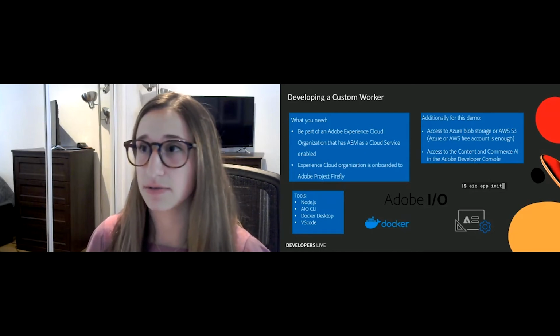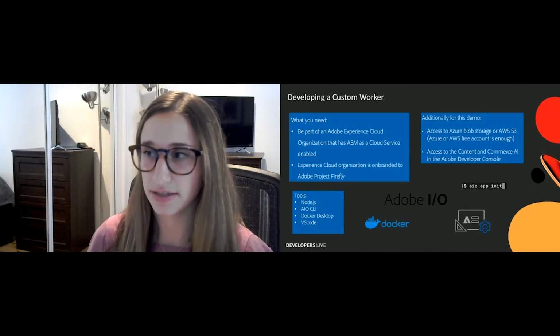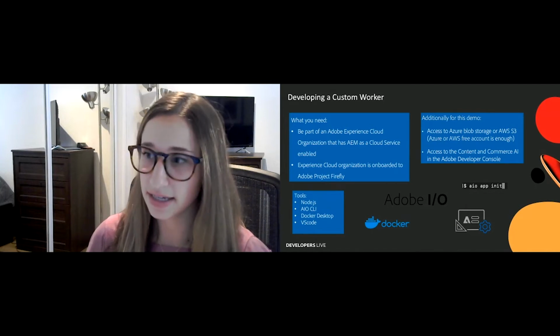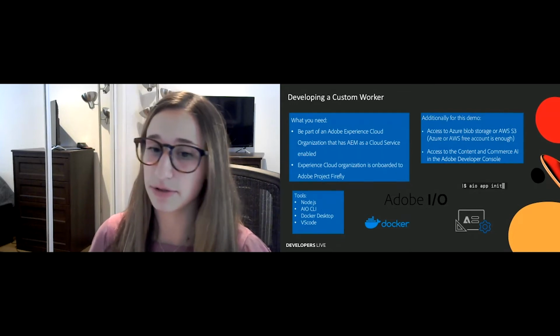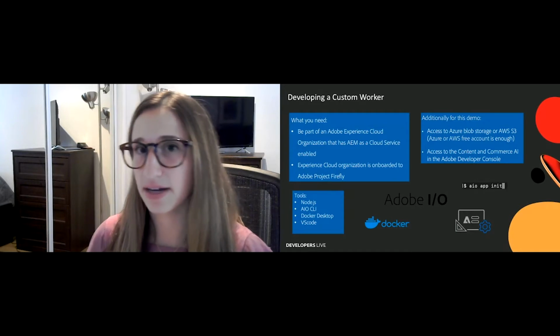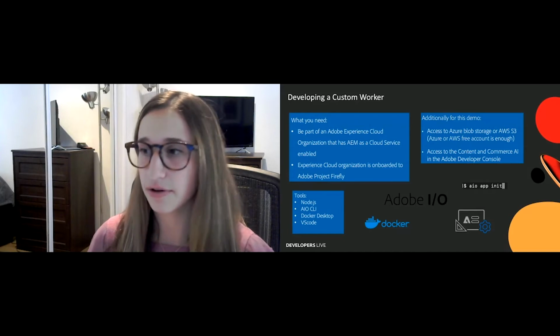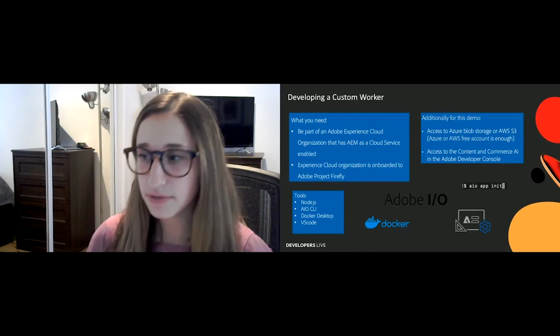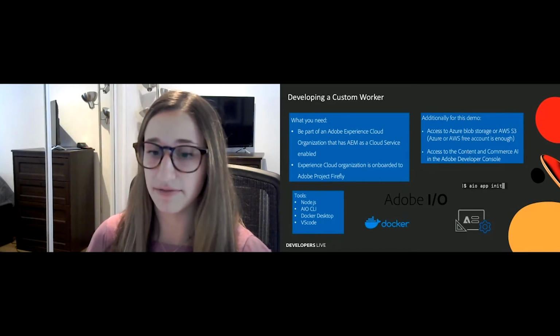It's basically so you can utilize our developer tool, which helps with testing and debugging your custom worker. And the last thing that you need specifically for this demo is access to the Content and Commerce AI in the Adobe Developer Console. That is because the APIs that I will be using today in the custom worker are those APIs. The tools I will be using today are Node.js, the AIO CLI, Docker Desktop, and VS Code.